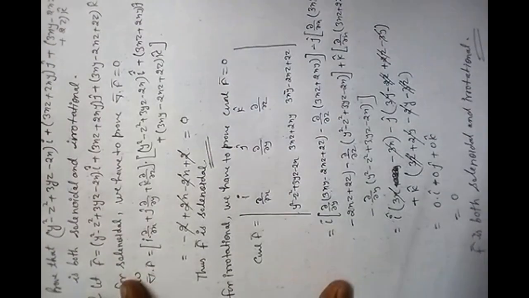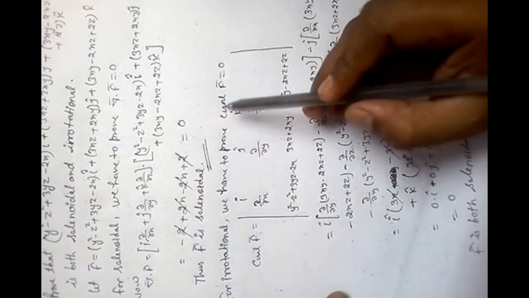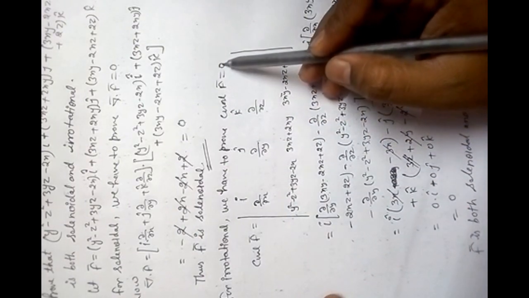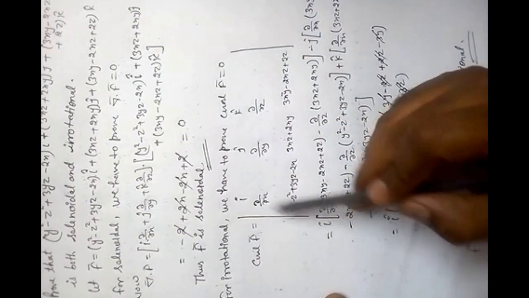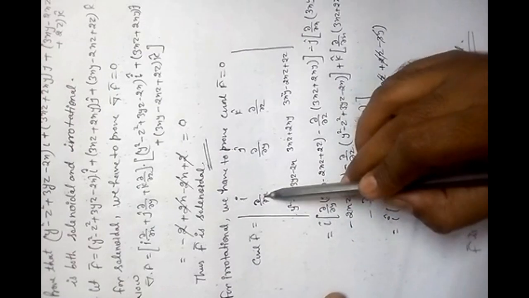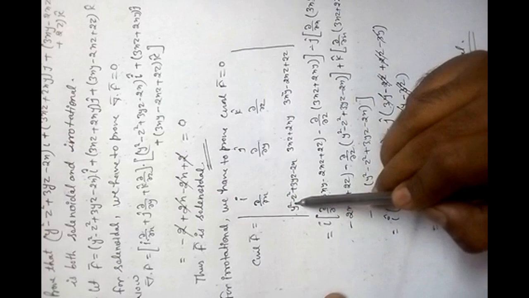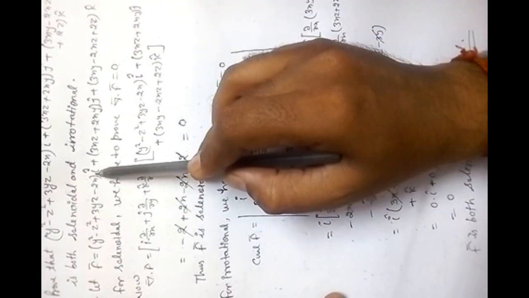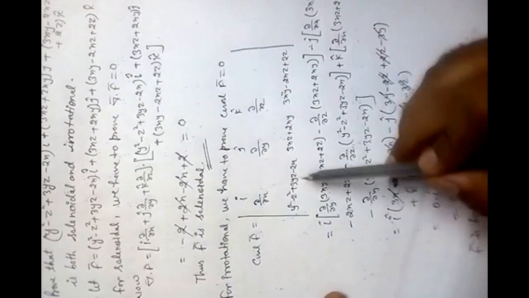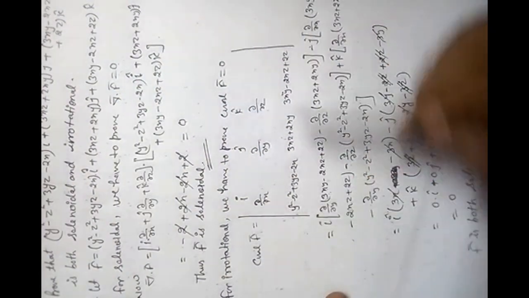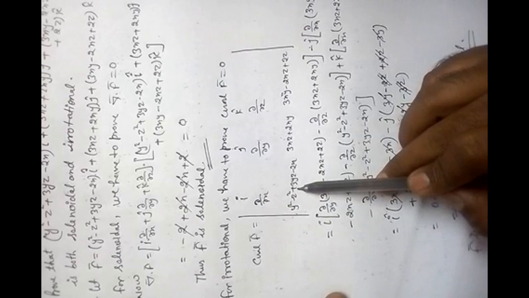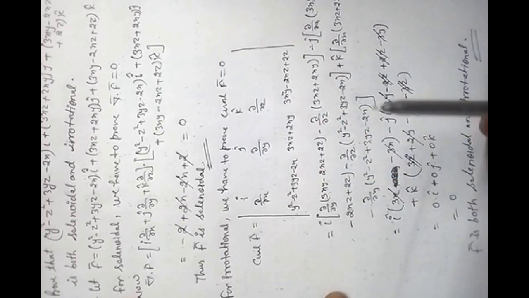Okay, for irrotational we have to prove the curl f is 0. For curl f we know that the determinant of i, j, k, del upon del x, del upon del y, del upon del z, and here the coefficient of i, j, k vectors, this one, i coefficient, j coefficient and k coefficient, and expand the determinants according to the properties.